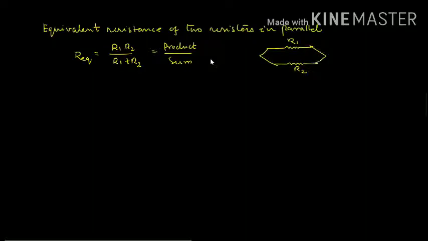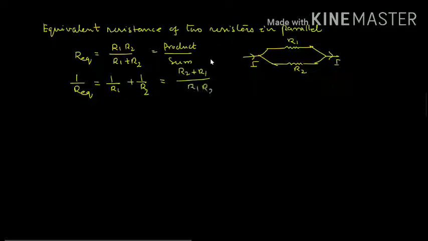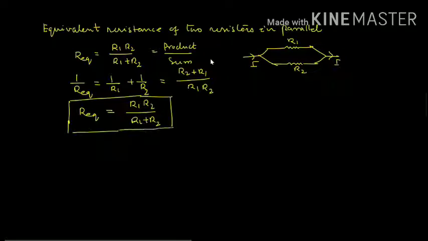These two are parallel. So we can write 1 by R equivalent is equal to 1 by R1 plus 1 by R2. So this is R2 plus R1 by R1 into R2, or R equivalent is equal to R1 R2 by R1 plus R2. So this is the useful formula for calculating equivalent resistance of two resistors connected in parallel.